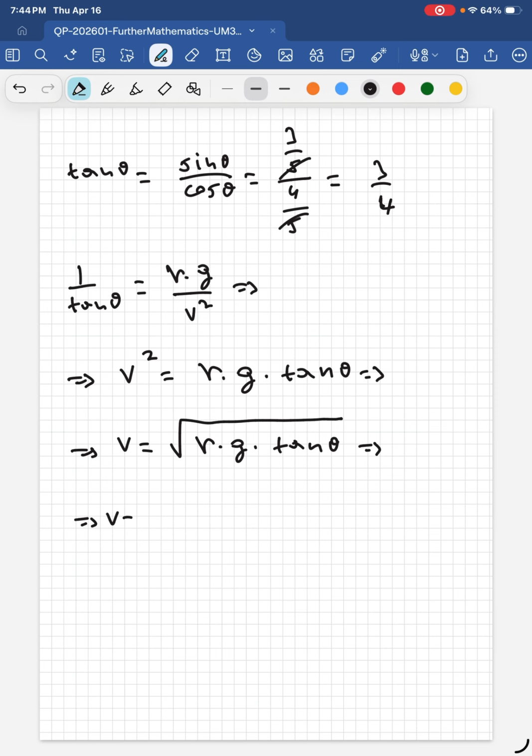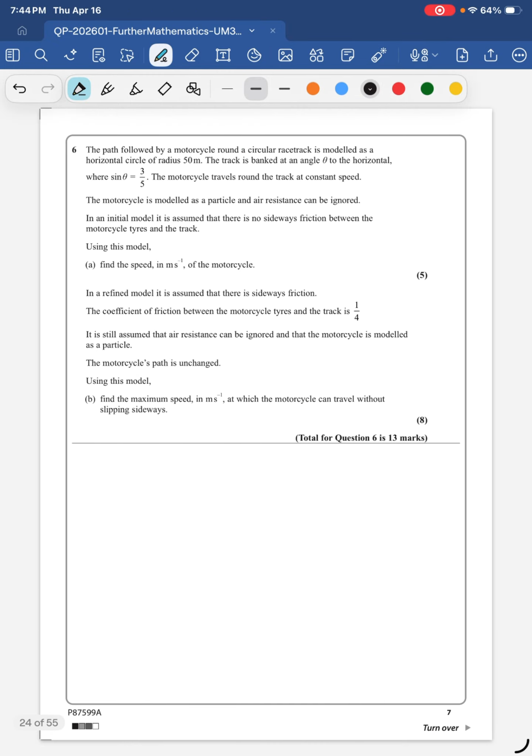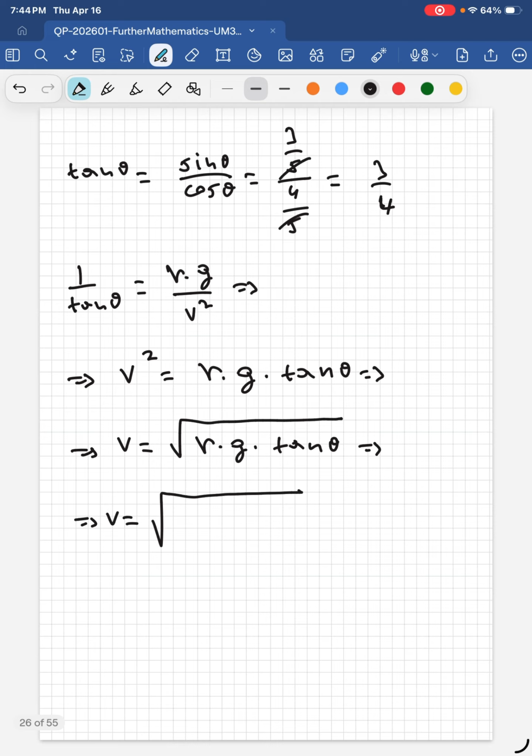So r is given as 50 meters, right? Yes, the radius is 50 meters, okay? So 50 times 9.81 times 3/4 yields 19.18 meters per second, which is the answer. So yeah, that's the speed we need.